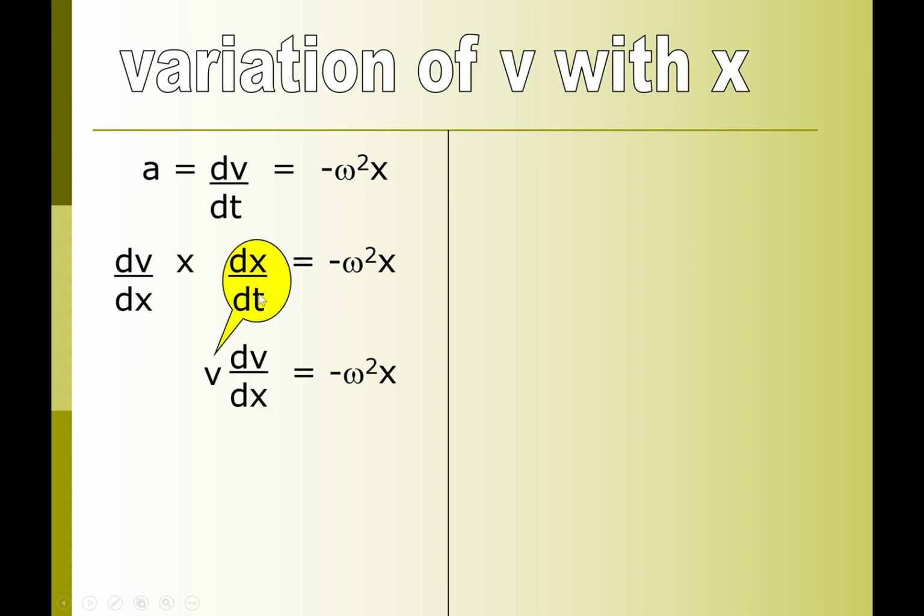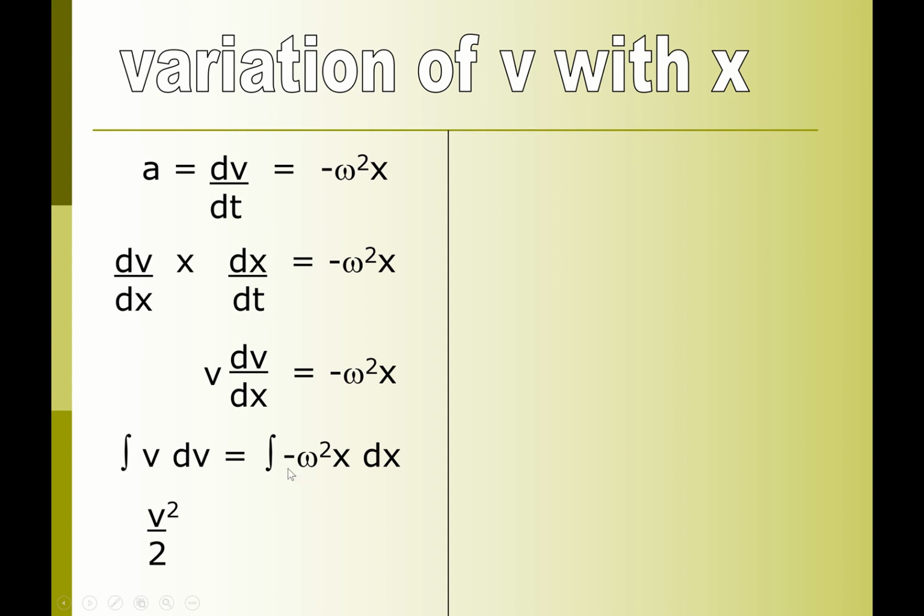So dx by dt is equal to v. The equation becomes v dv by dx equals negative omega squared x. Then we separate the variables v and x, left and right side. Cross multiply dx, so v dv equals negative omega squared x dx. Then we integrate both sides. For v, we get v squared per 2.